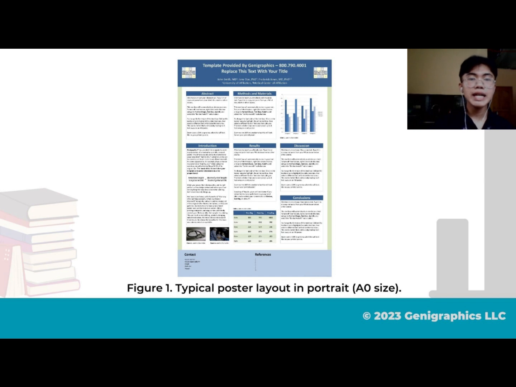So figure 1 is a typical poster layout in portrait, which is in A0 size. Again, A0 is 841 by 1189 millimeters. But in this case, this is in portrait, so it is 1189 in height and 841 millimeters in width.